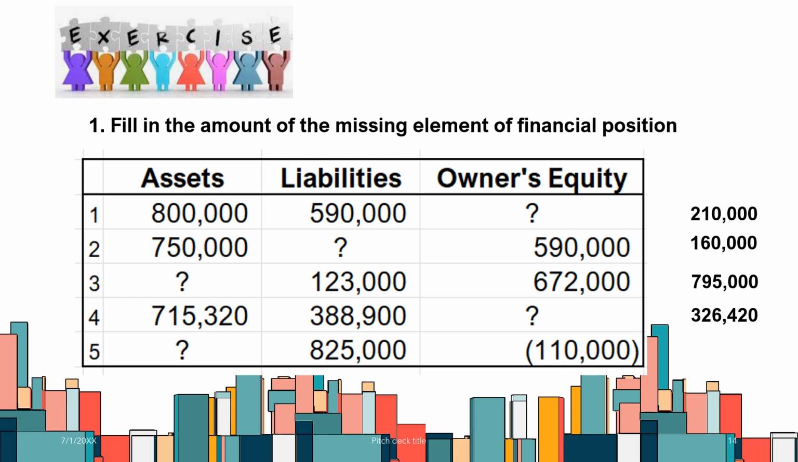Okay, number 5, assets is missing. Okay, you have liabilities and owner's equity. However, it's a negative balance. So it's like a deficit. So how much will that be? Okay, assets again equals liabilities plus owner's equity. So 825,000 plus negative 110,000. So that is 715,000 pesos.